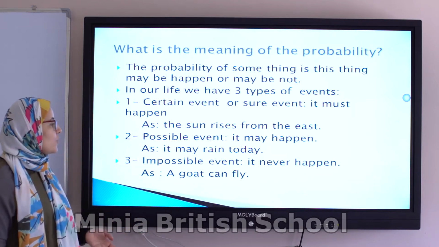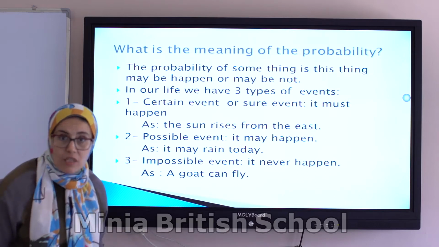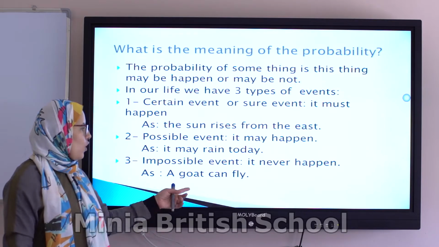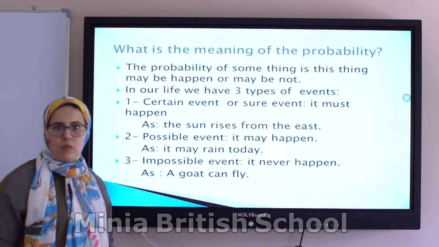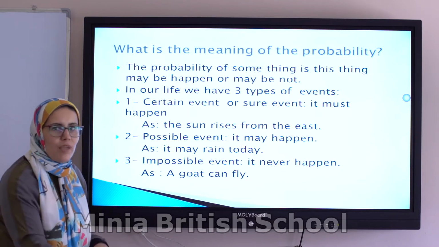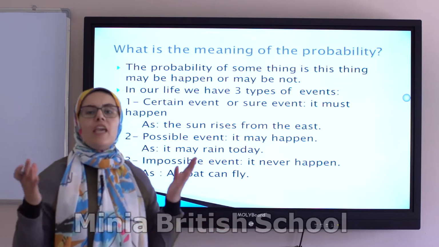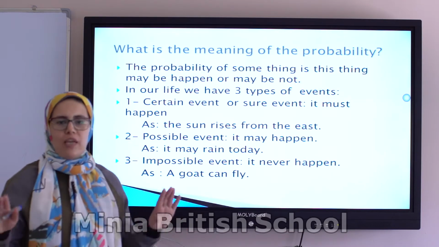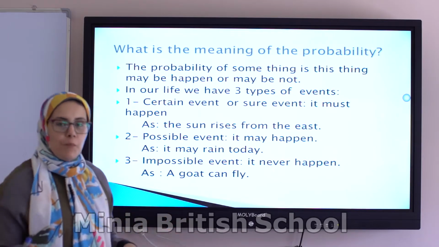What about the third type? The third type is called an impossible event. An impossible event means it will never happen. Like what? Can a goat fly? No, a goat can't fly. For example, can a cow fly? No, it can't fly. Can a butterfly swim? No, of course it can't. So this is called an impossible event. Something will never happen, and I'm sure it will never happen. So the probability of an impossible event equals what?